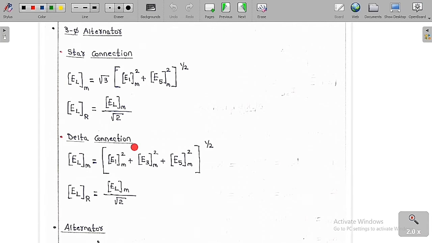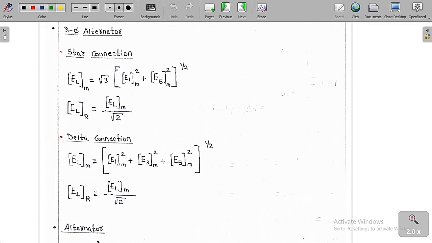In the delta connection, I already told you the line voltage is equal to the phase voltage. So the line voltage is equal to the phase voltage. Therefore, under root over E1 square plus E3 square plus E5 square. Take all the maximum values. And if you want the RMS value, just divide the maximum value by root 2, and you are going to get the result. So this is a very important point.